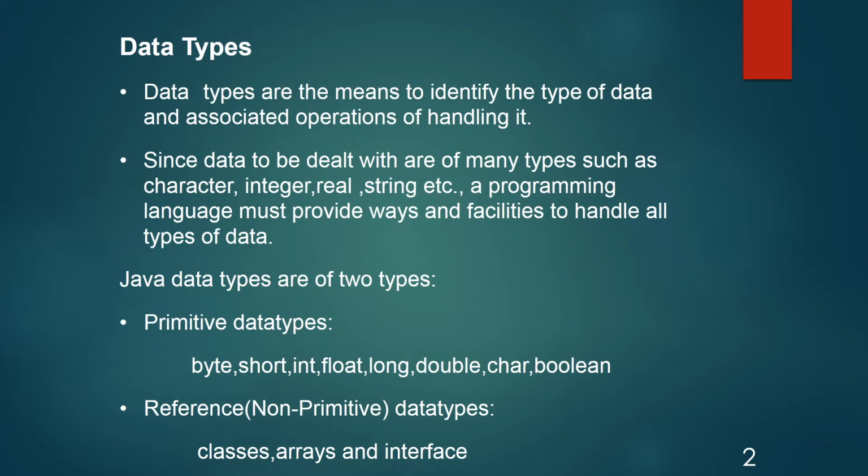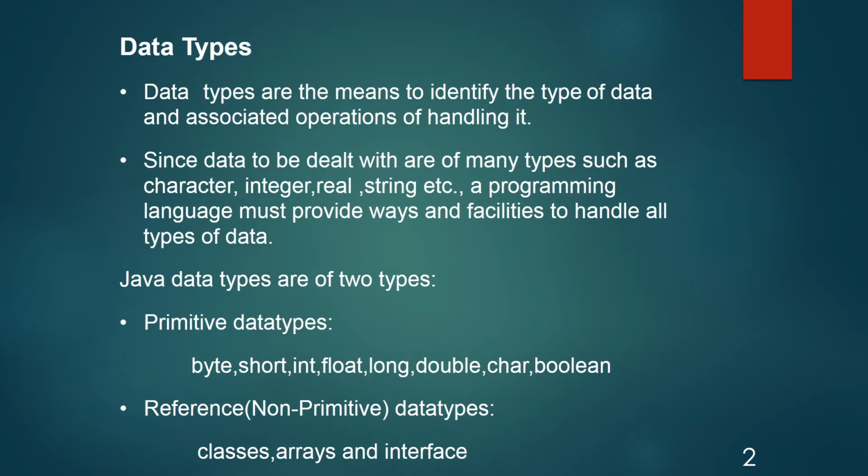Data types are used to define what type of data or what type of value a variable is going to store in it. Since data to be dealt with are of many types such as character, integer, real, string, etc., a programming language must provide ways and facilities to handle all types of data. Different types of values like characters, integer, real, string are handled with the help of data types.